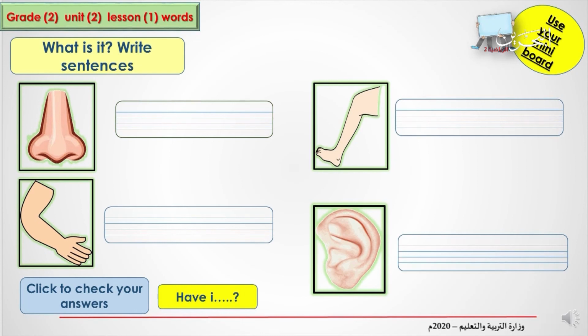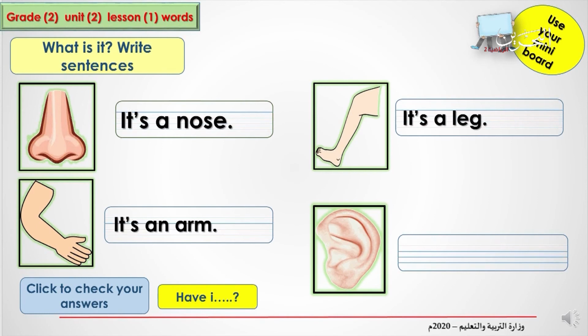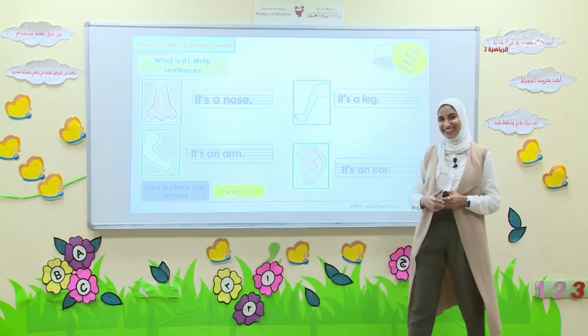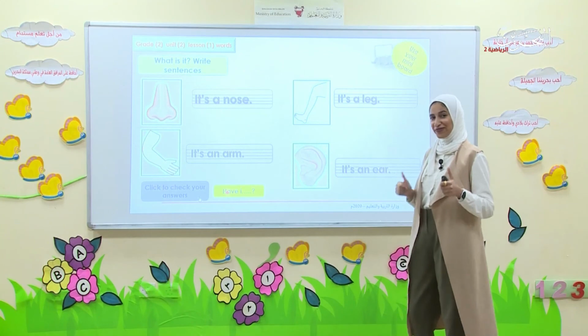Now, let's check your answers. It's a nose. It's a leg. It's an arm. It's an ear. Well done. I'm so proud of you.